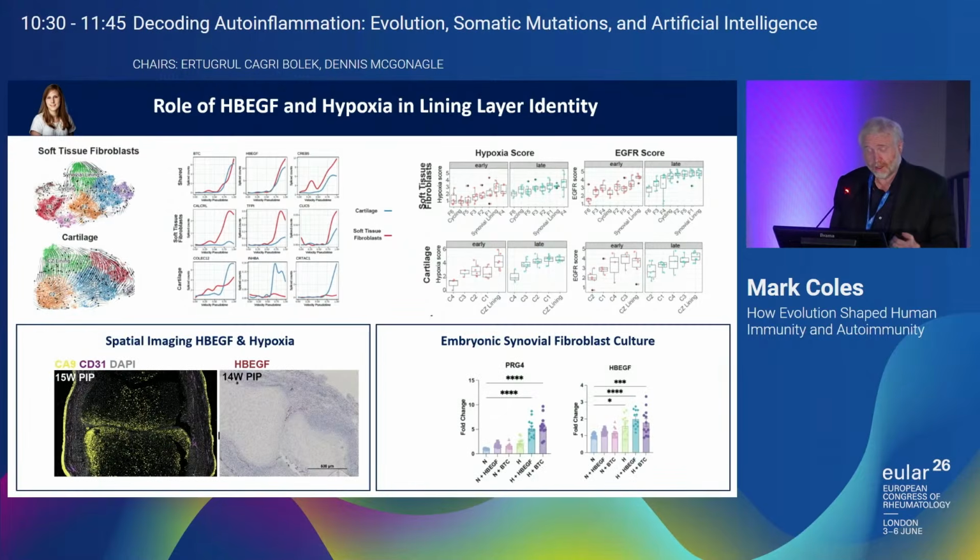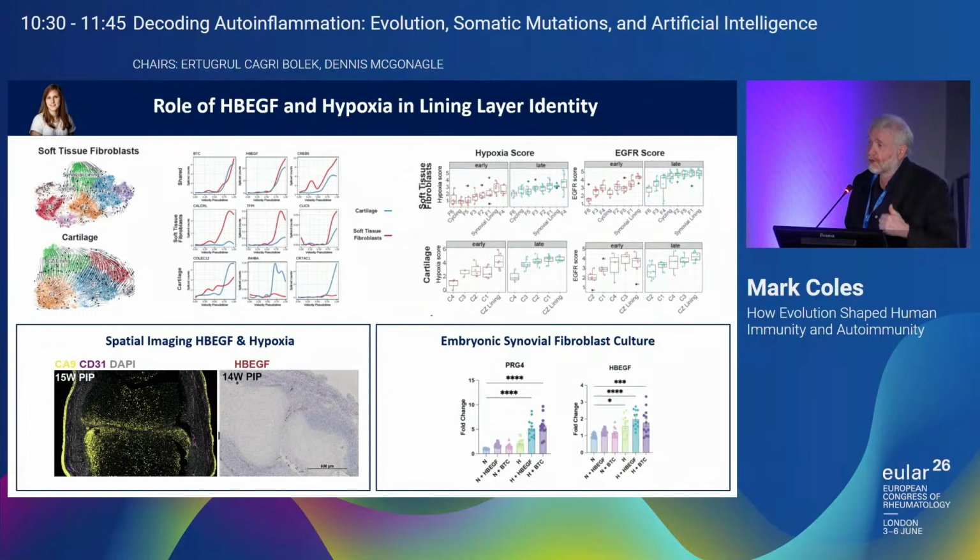And indeed, when you use a hypoxia probe and look at it versus the endothelial cells in purple, the CD31-positive endothelial cells are quite distal from where you're seeing the hypoxia in the interzone and in the developing synovium. That is validated by the expression of HB-EGF in the developing synovium.